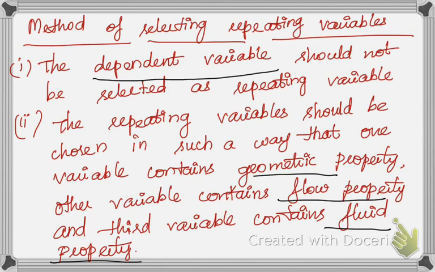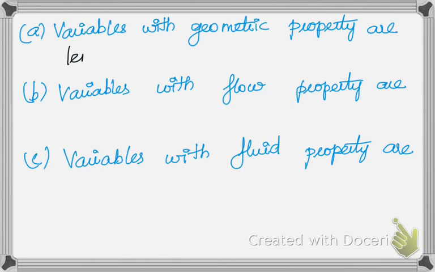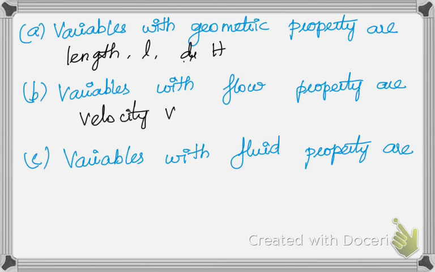Say for example, the variables with the geometric property will be length L, the diameter D, and height H. So these are the variables that represent our geometric property. Some examples I am giving: the flow property variables will be velocity V and acceleration. So these are some examples which represent the flow property. Variables with fluid property mean dynamic viscosity and density. So these are the variables that represent our fluid property.